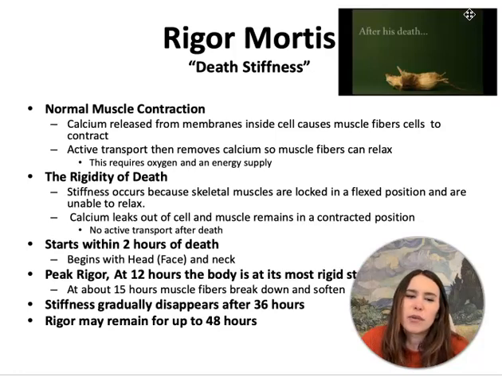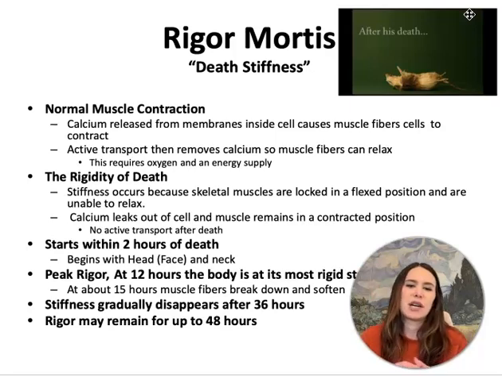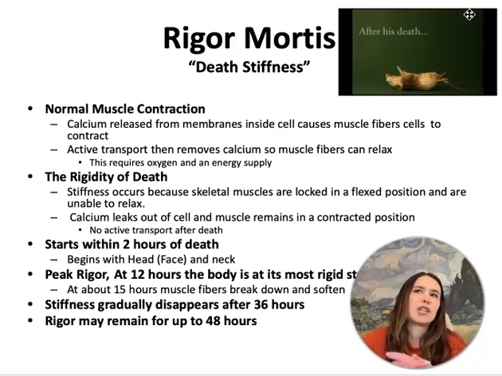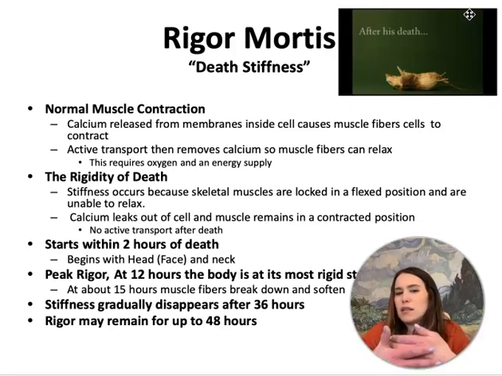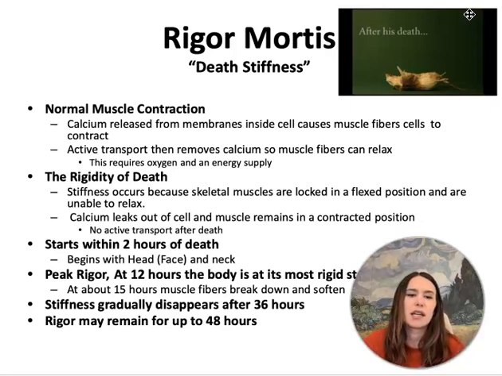Rigor mortis is the stiffening of death. A lot of people, I think, are more familiar with this one. Normal muscle cells need energy not just to contract, but also to relax the muscles. The way our sarcomeres contract is the actin filaments slide in, the muscles contract, and then eventually ATP rushes in in order to relax again. So we need the active transport to help the muscle fibers relax.